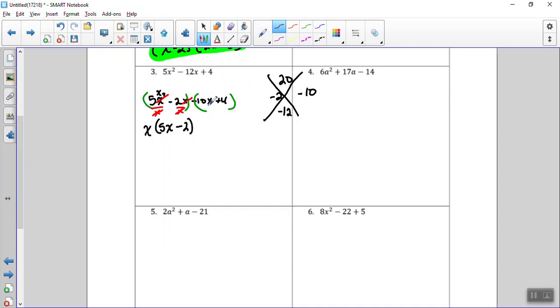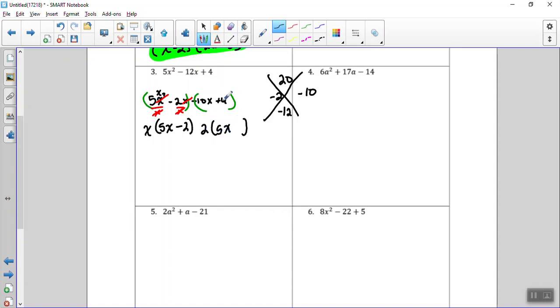Okay? And then over here I have negative 10x plus 4. So a common factor here is 2. So I'm going to factor out a 2. So 10 divided by 2 is 5.